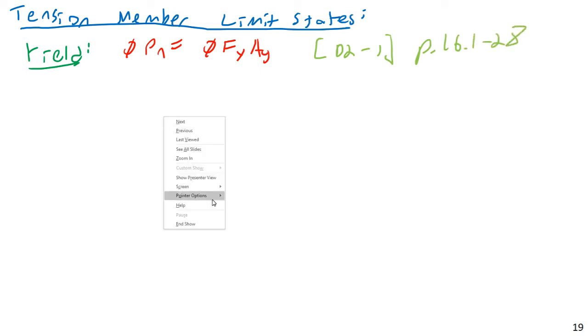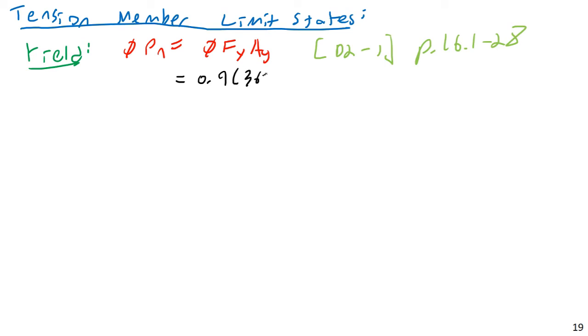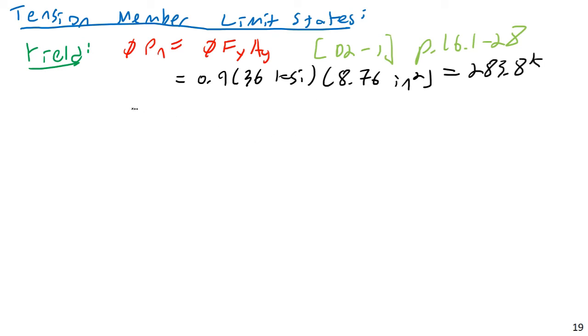Then numerically, this is going to equal 0.9 times 36 ksi times a gross cross-sectional area of 8.76 square inches. Again, we have 2 of these angle irons, and this gross cross-sectional area is the combined cross-sectional area of both of them put together. And so that will equal 283.8 kips.